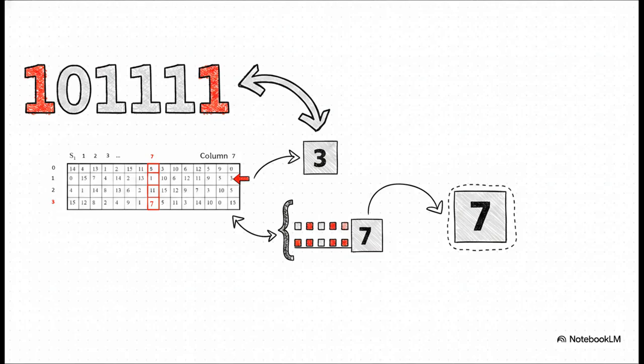Imagine you feed a 6-bit chunk into this S-box matrix. Let's say the binary number 101111. The algorithm takes the outer bits, the first one and the last one, which makes the binary number 3. That tells us, okay, look at row 3. Then it takes the 4 inner bits, 0111, which equals 7. That points us to column 7. You cross-reference row 3 and column 7, and boom, you get the output value of 7. That is exactly how 6 bits are magically and securely crushed down into 4 bits.